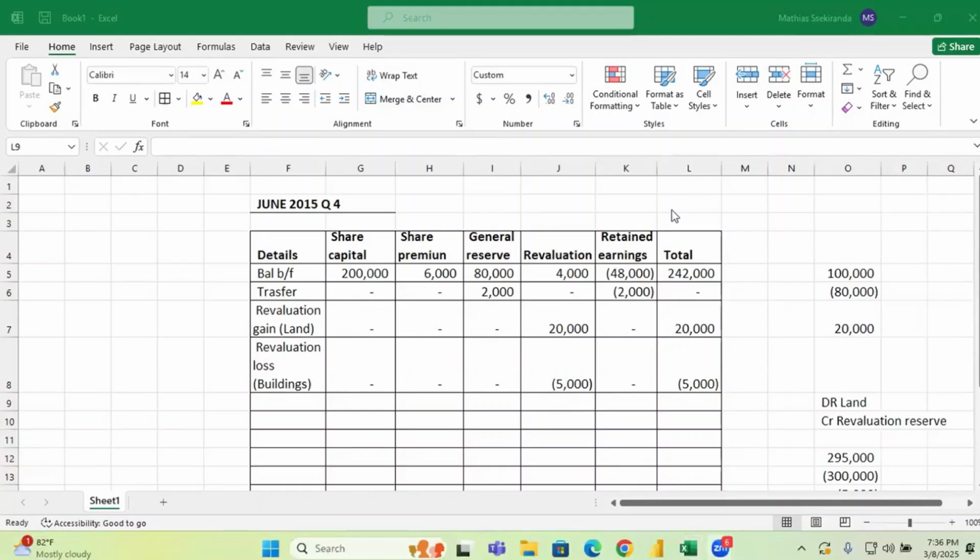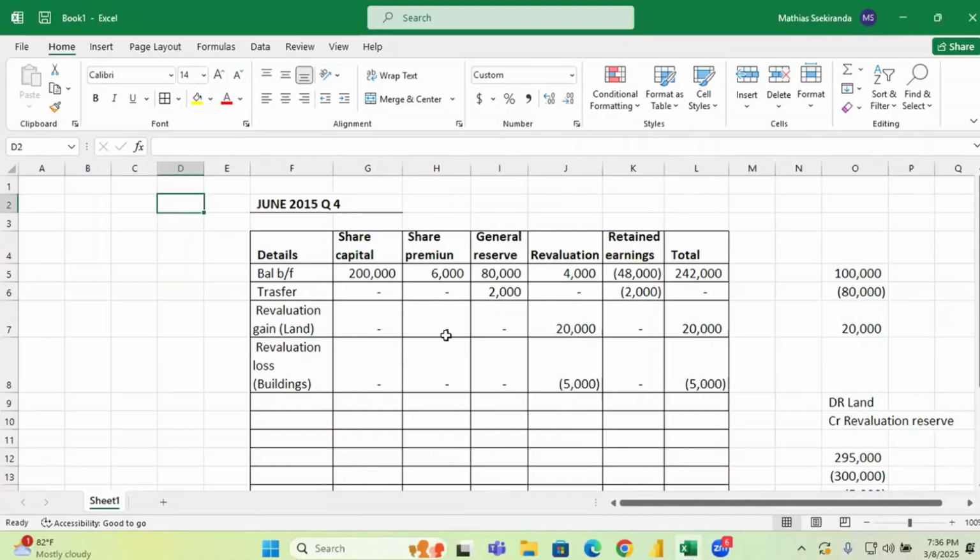Yes, Dennis. How about depreciation? Doesn't it affect the revaluation loss or gain as we are depreciating assets? No, depreciation does not. We only consider depreciation when we are computing the expense to be taken to the profit or loss, but it does not affect the revaluation gain or loss.